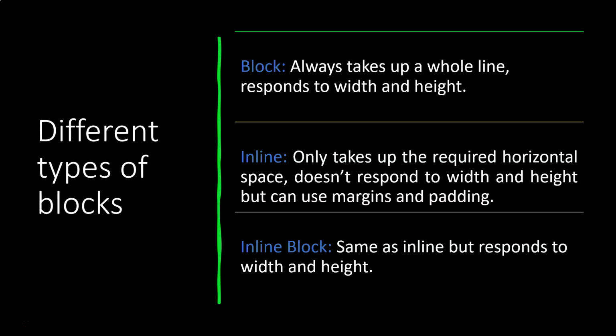The difference between inline block and inline is that we can style the width and height of an inline block element. So you can see the details on the screen right now. Inline block is like a hybrid. It's basically inline, but the key difference is we can style the width and the height. So we'll see examples of how all of this works shortly.